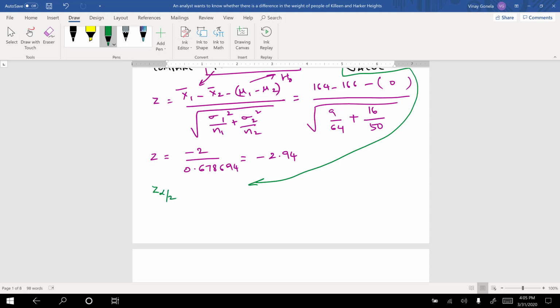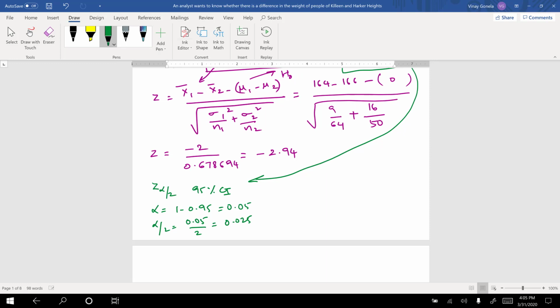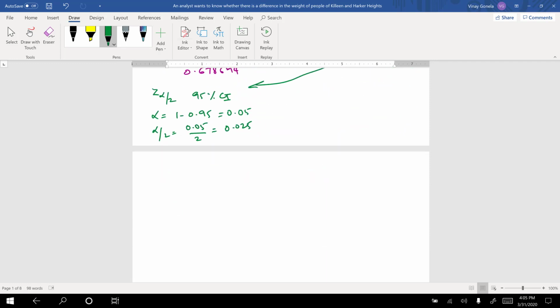So they gave us 95% confidence interval. So alpha would be 1 minus 0.95, which is equivalent to 0.05. Alpha over 2 would be 0.05 over 2, that is 0.025. So let me show you how this looks in a normal distribution curve.